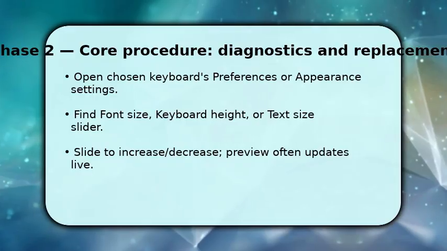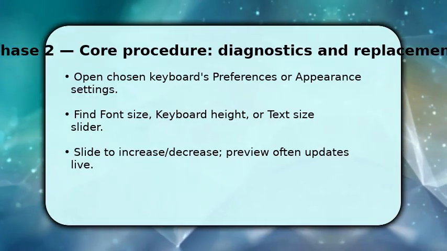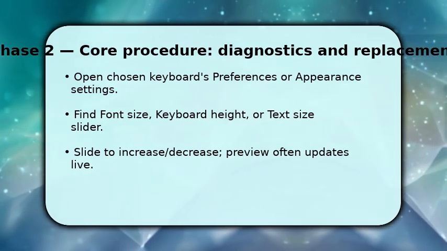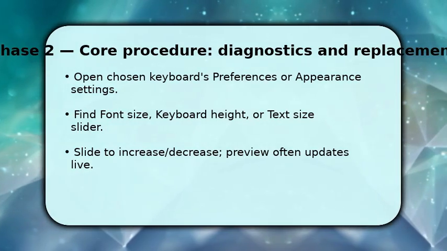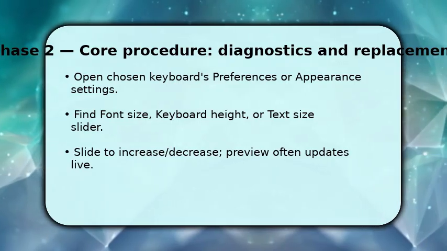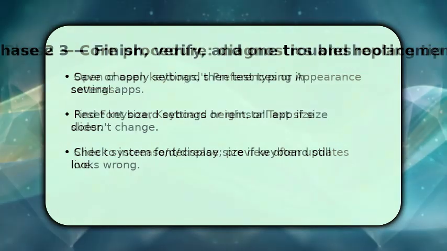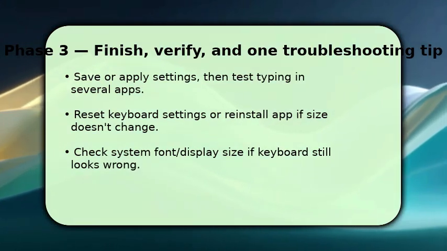If there's a layout option, try medium or large presets for consistent spacing. Once done, make sure to test typing in a messaging app so you confirm both visibility and comfortable key spacing. You finish by applying changes and testing typing across apps to ensure the font size works everywhere.